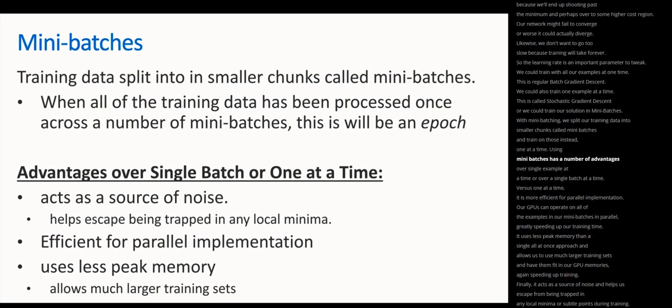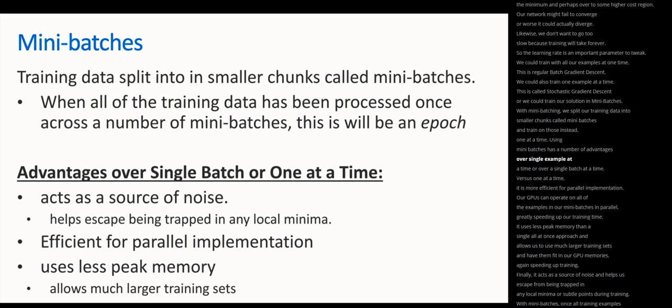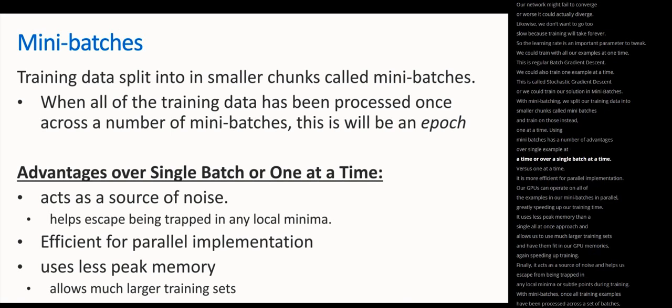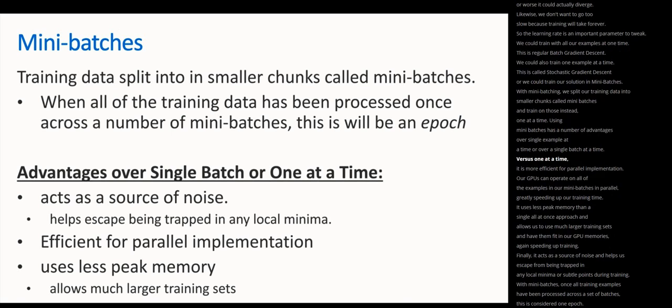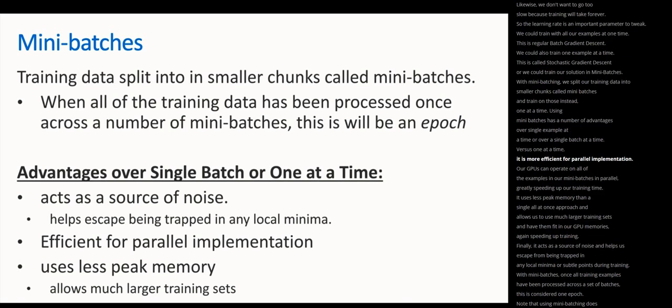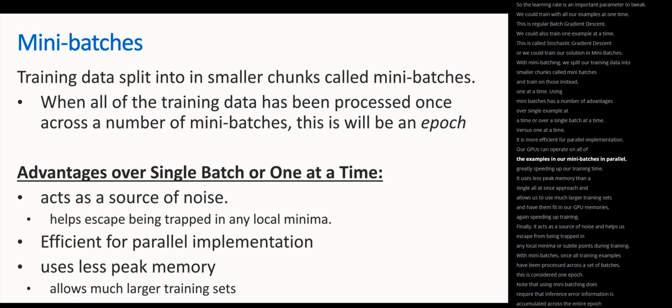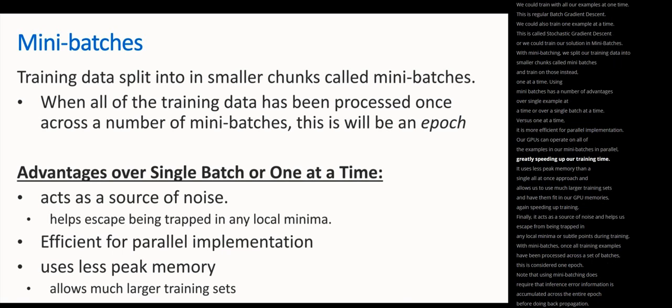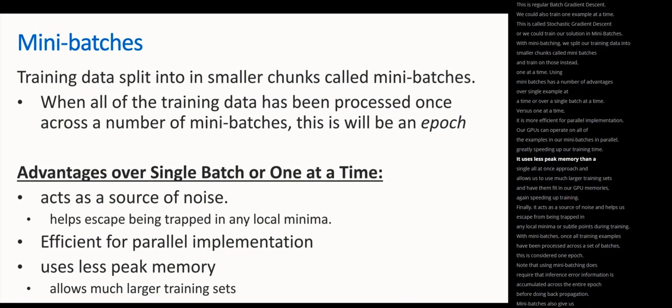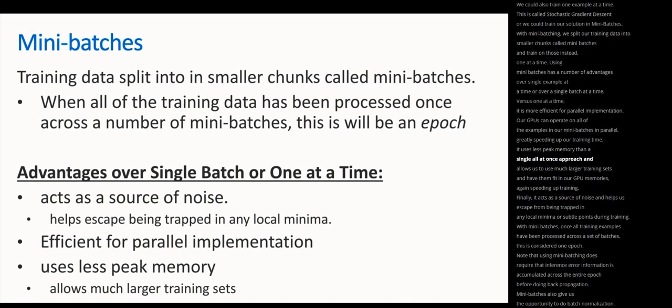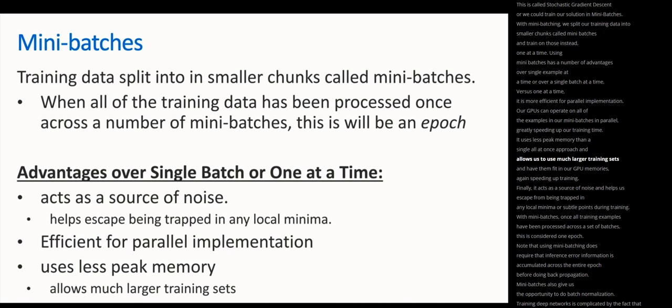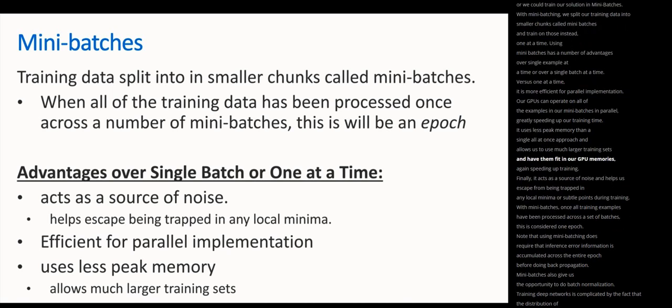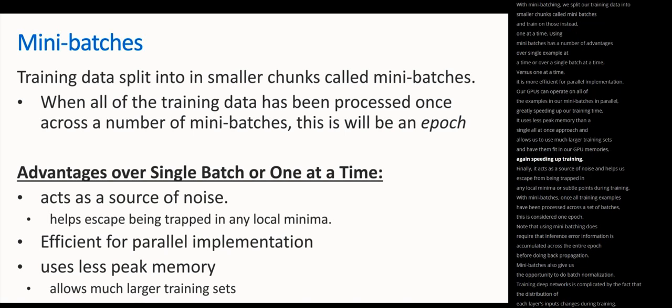Using mini batches has a number of advantages over single example at a time or over single batch at a time. Versus one at a time, it is more efficient for parallel implementation. Our GPUs can operate on all of the examples in our mini batches in parallel, greatly speeding up our training time. It uses less peak memory than a single all-at-once approach, and allows us to use much larger training sets and have them fit in our GPU memories, again speeding up training.